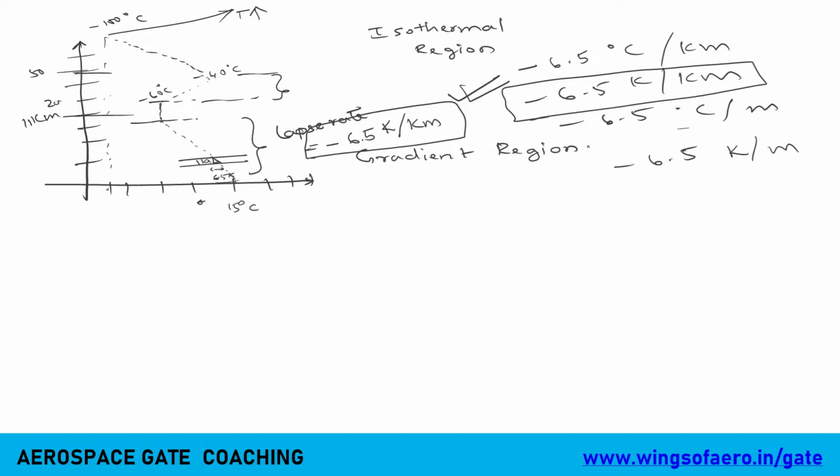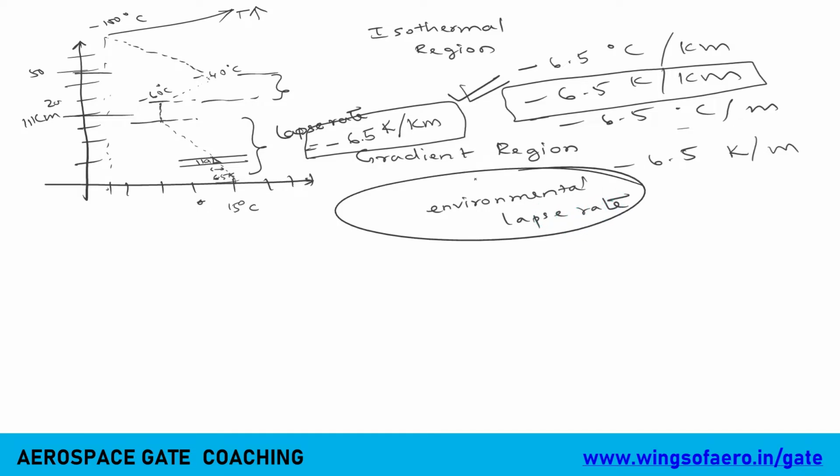Now, there are two types of lapse rate. One is the adiabatic lapse rate, and one is the environmental lapse rate. They might not ask more detail about the environmental and adiabatic, but in case they try to confuse you, remember here we are dealing with the environmental lapse rate. Keep that in mind. Ensure about it.